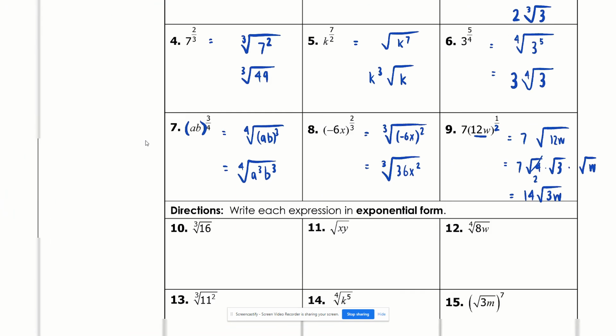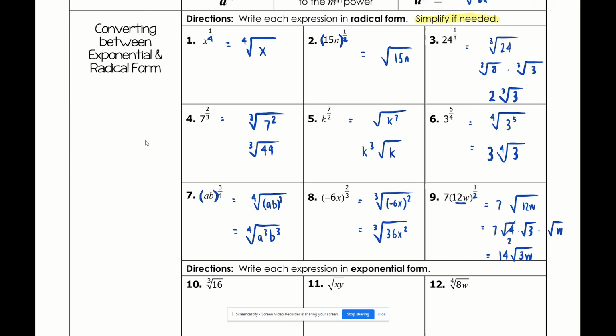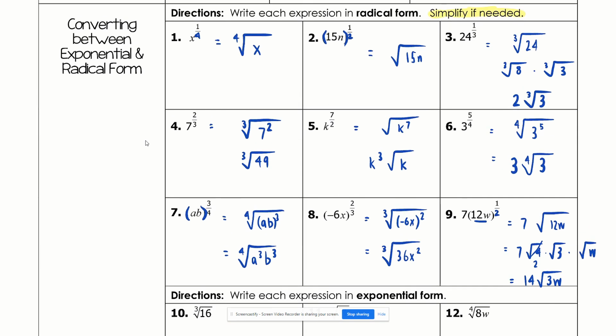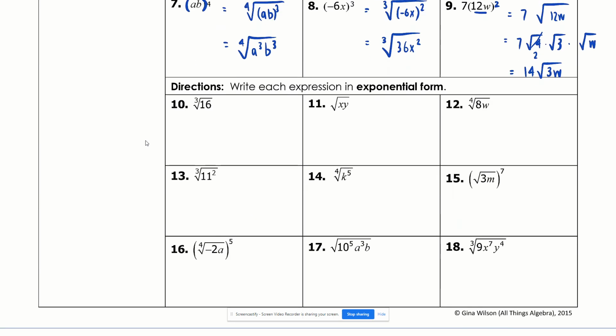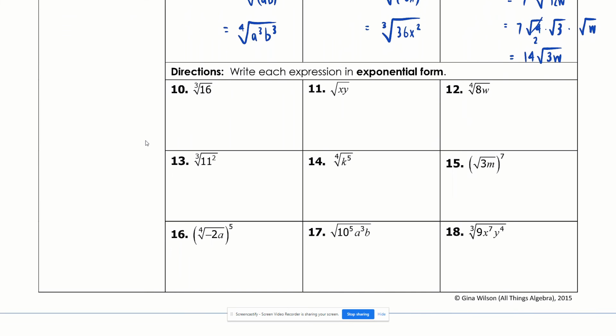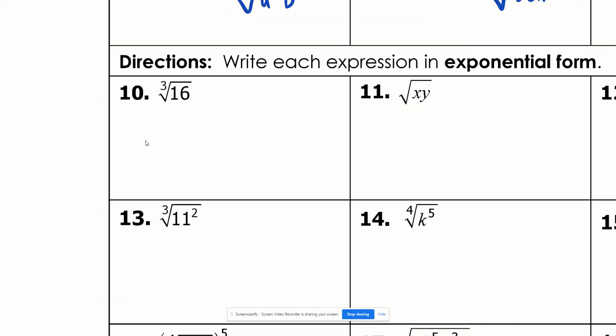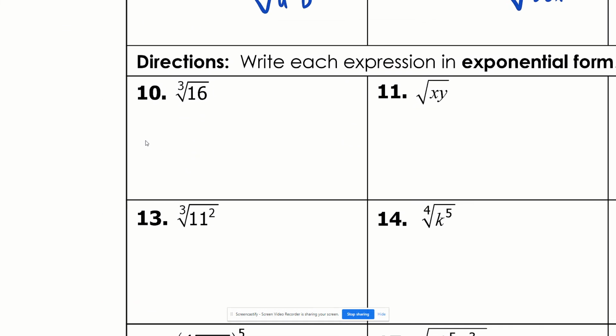Okay? So that is how we take them from exponential. Remember, they're fractional exponents. Every one of these. Fractional exponents. And that's how we know we can take them and rewrite them as radicals. Now, let's go the opposite direction. Now, we've got these radicals, and we want to write them as exponents. So what I like to encourage people to do is this.